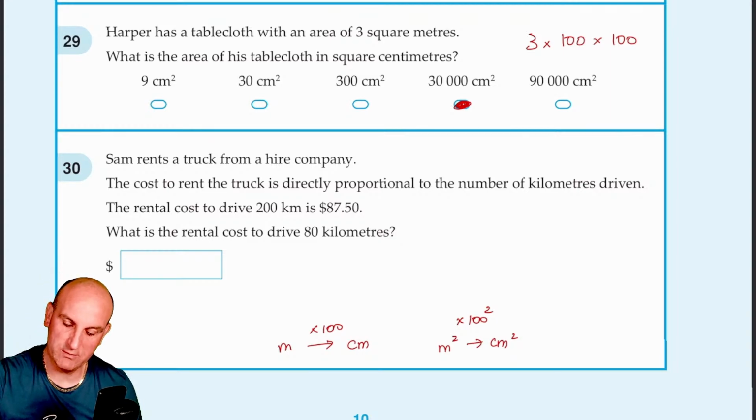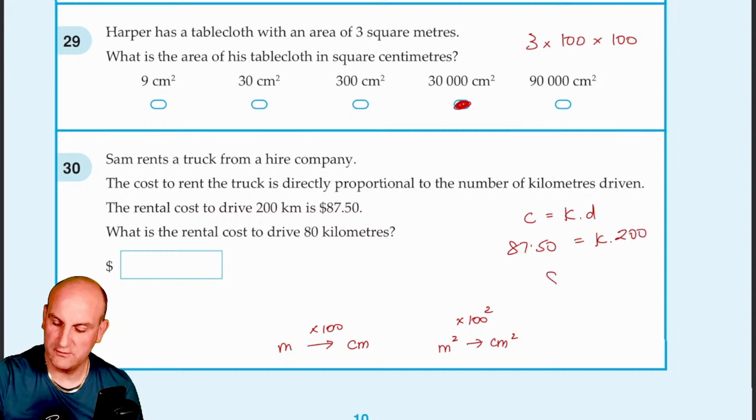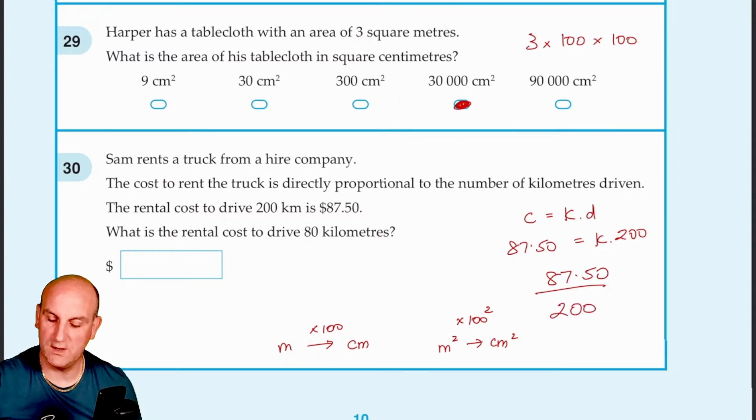Right, so it's directly proportional. So the cost is equal to some constant times my distance. So we know here the cost was $87.50, which is equal to some constant times my distance of 200. So I'm going to do 87.50 divided by 200. They're not very nice here, are they? Is there another way to do this question?